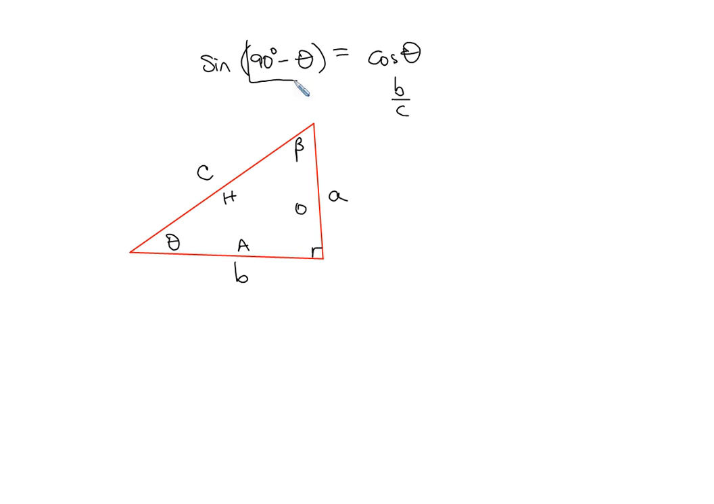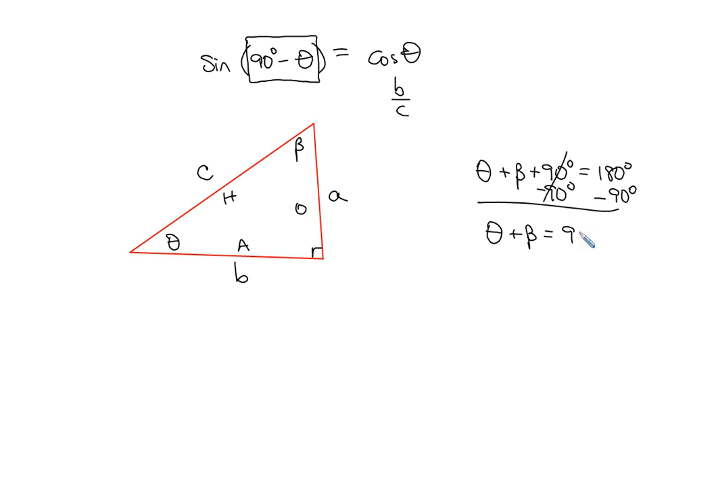Well, you have to stop and just think for a minute, guys. Since we're in a right triangle, what do all three angles add up to? So theta plus beta plus 90 equals 180, right? Subtract 90 from both sides, right? And you get theta plus beta equals 90 degrees. What happens now if I subtract theta from both sides? Do you see that all this is the other angle in the triangle?